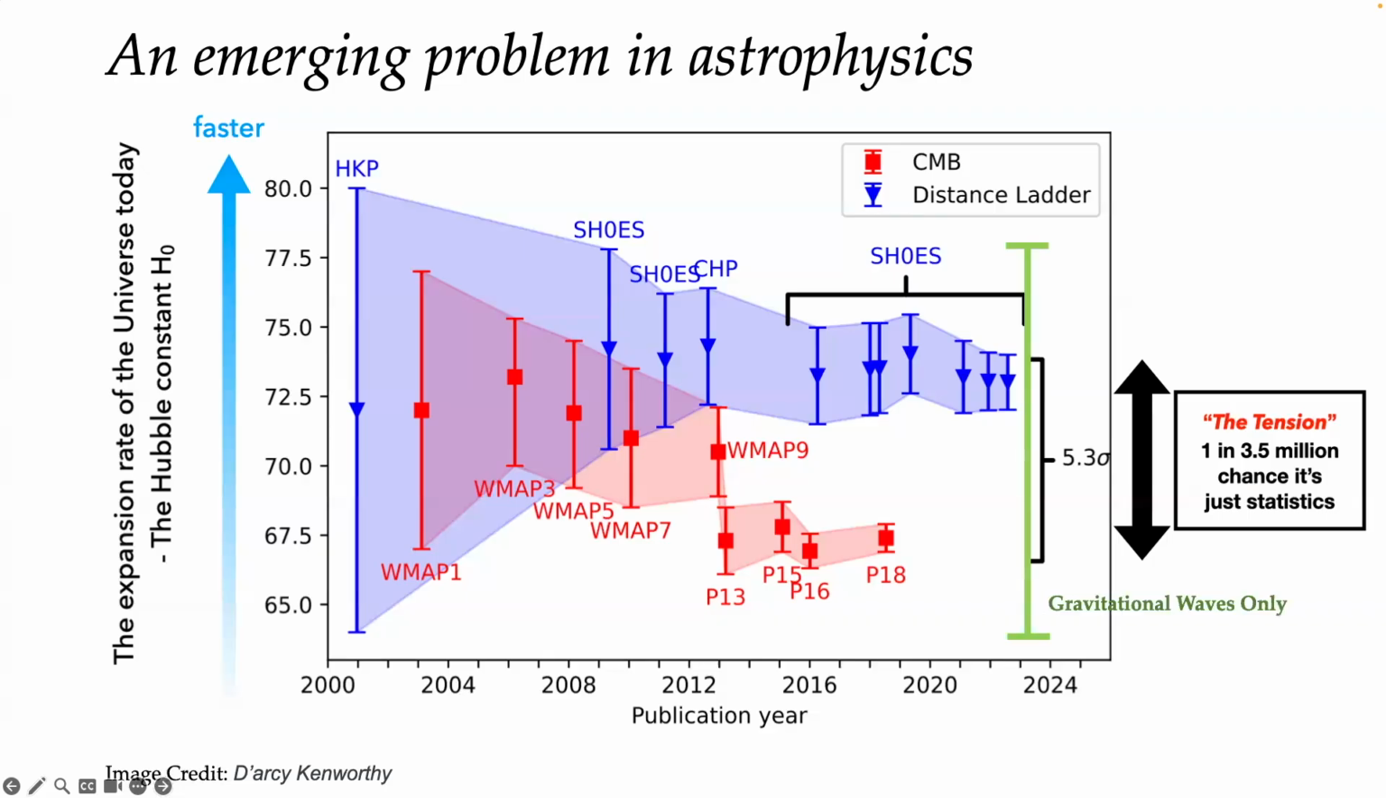This is currently where gravitational waves are. So the error bars are very, very large. In fact, they're even larger if you make more loose assumptions. And right now, gravitational waves are not very constraining on where the true expansion rate is.